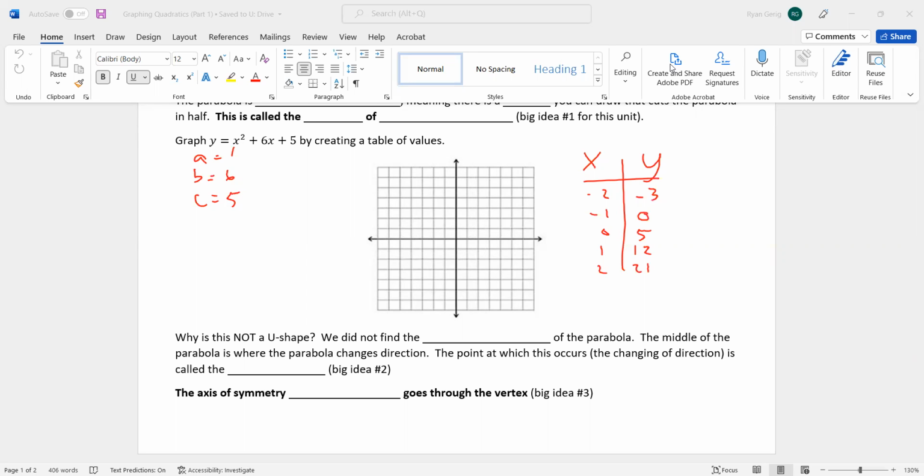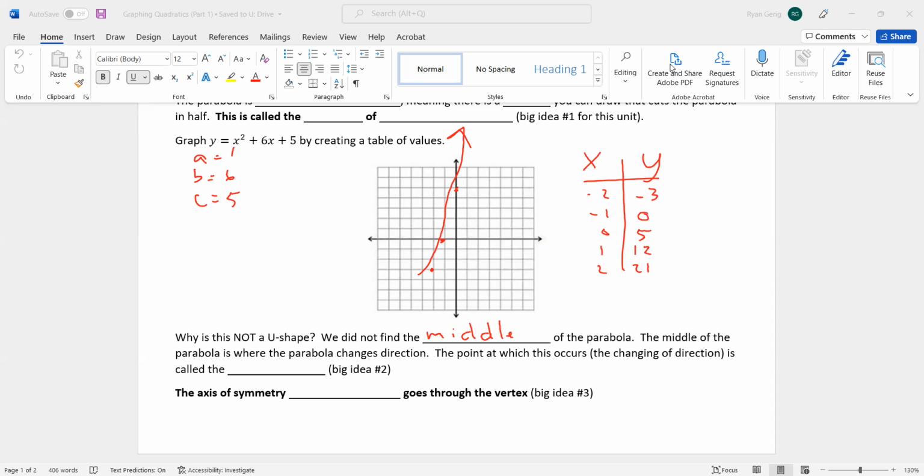All right, so if I'm putting those on the graph, negative 2, negative 3, negative 1, 0, 0, 5, and then it goes off the graph. And you're like, that does not make a U. You're correct, right? It goes way up here. Okay, why is this not U-shaped? We did not find the middle of the parabola.